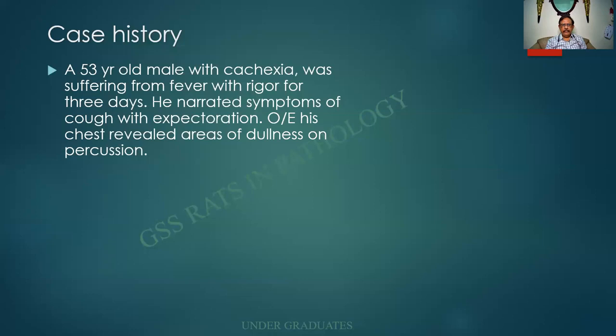A case history. A 53-year-old male with cachexia was suffering from fever and rigor for 3 days. He narrated symptoms of cough with expectoration to his doctor. On examination, his chest revealed areas of dullness on percussion. I hope that you people are able to make a diagnosis or at least suspect one. Where is the pathology?